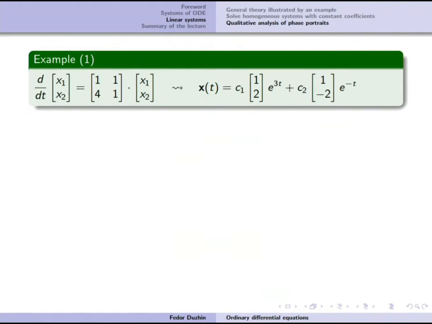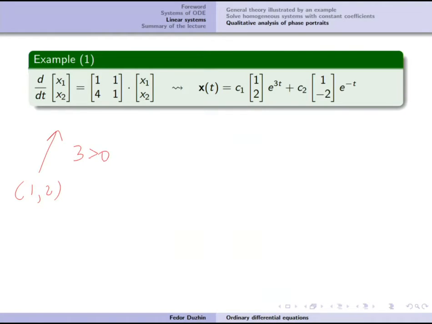So here is my first example. Notice that we have solved this already. But what I want to do is the following. Notice that here we have two eigenvectors and two eigenvalues. The first eigenvector has coordinates 1, 2. It corresponds to the eigenvalue 3, and this eigenvalue is positive.